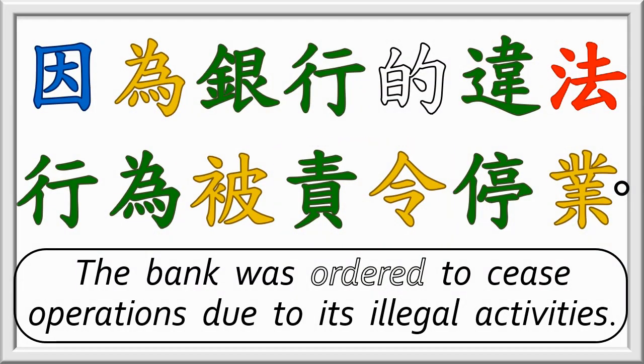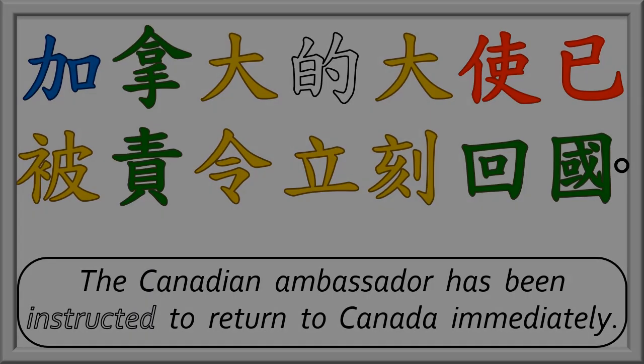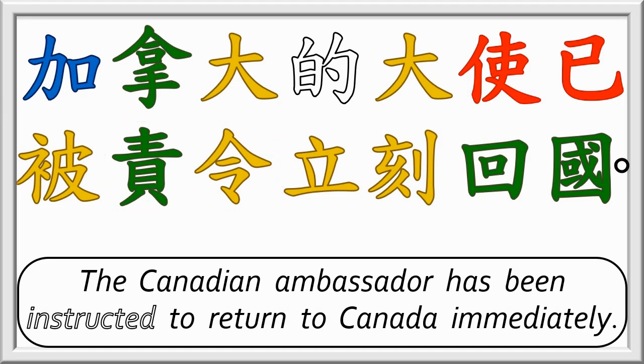因为银行的违法行为被责令停业. The bank was ordered to cease operations due to its illegal activities. 加拿大的大使已被责令立刻回国. The Canadian ambassador has been instructed to return to Canada immediately.